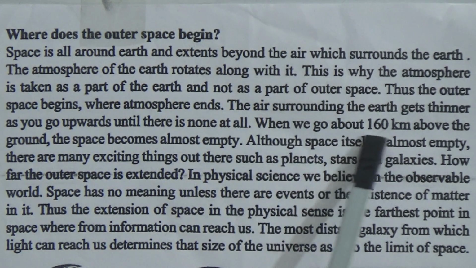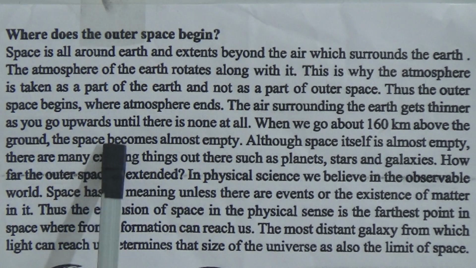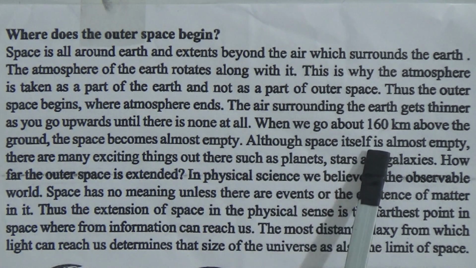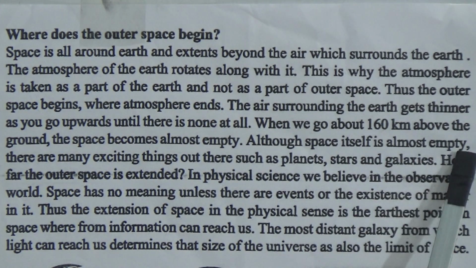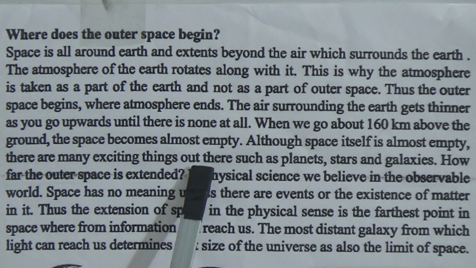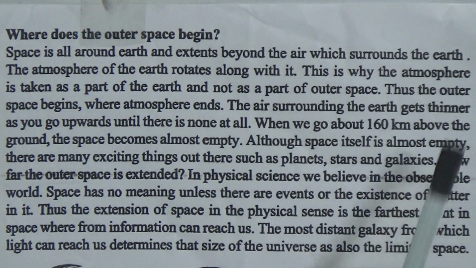The air surrounding the earth gets thinner as you go upwards until there is none at all. When we go about 160 km above the ground, the space becomes almost empty. Although space itself is almost empty, there are many existing things out there such as planets, stars and galaxies.